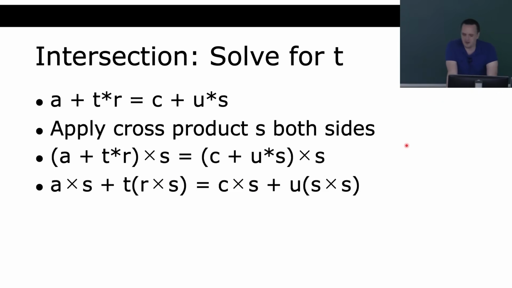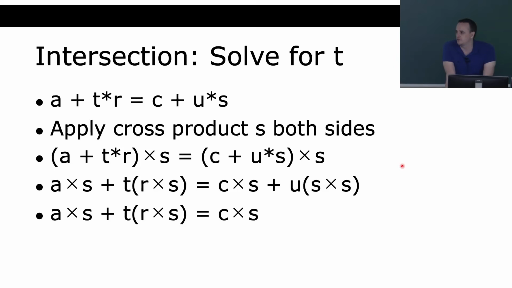But what do we have now? We have an instance here of S cross S. And we just said that anything crossed with itself is going to be 0. So this term here, no matter what U is, is always going to be 0, so we can eliminate it. And now, solving for T, we just have one equation with one unknown. We've eliminated the U from the equation, and we can solve for T.